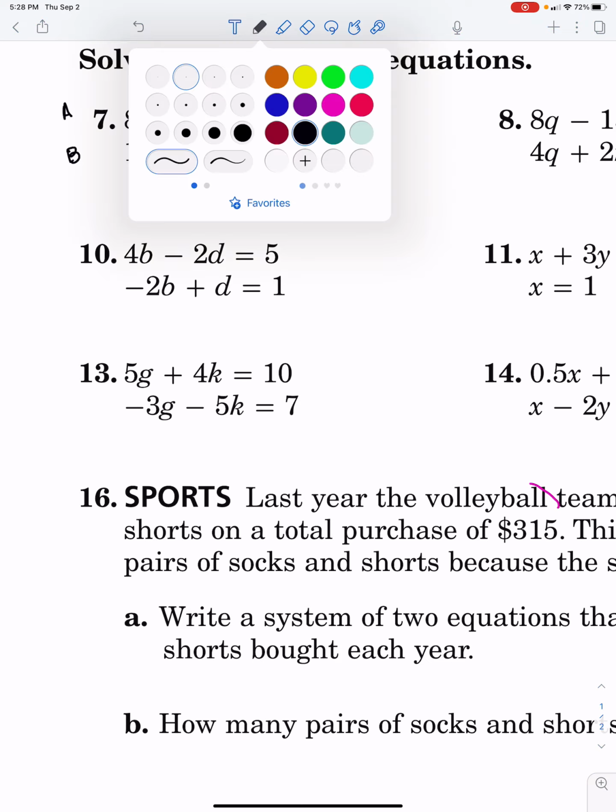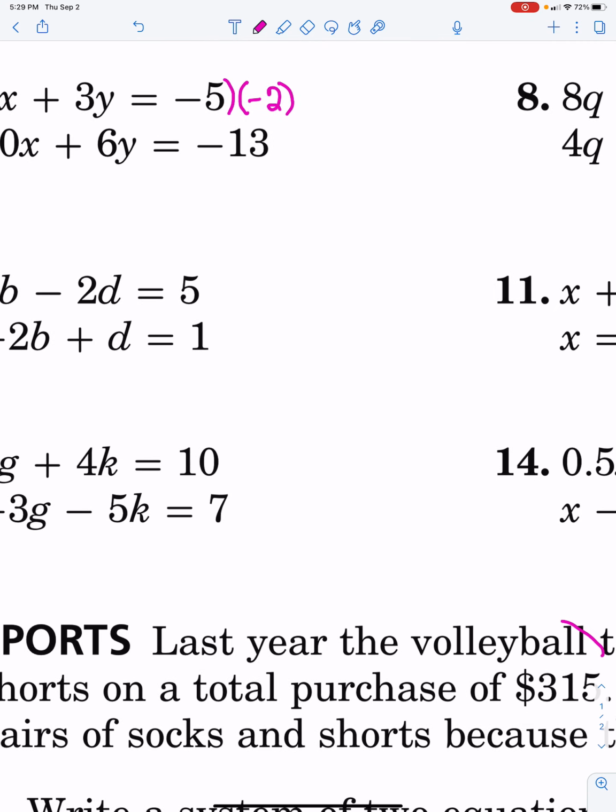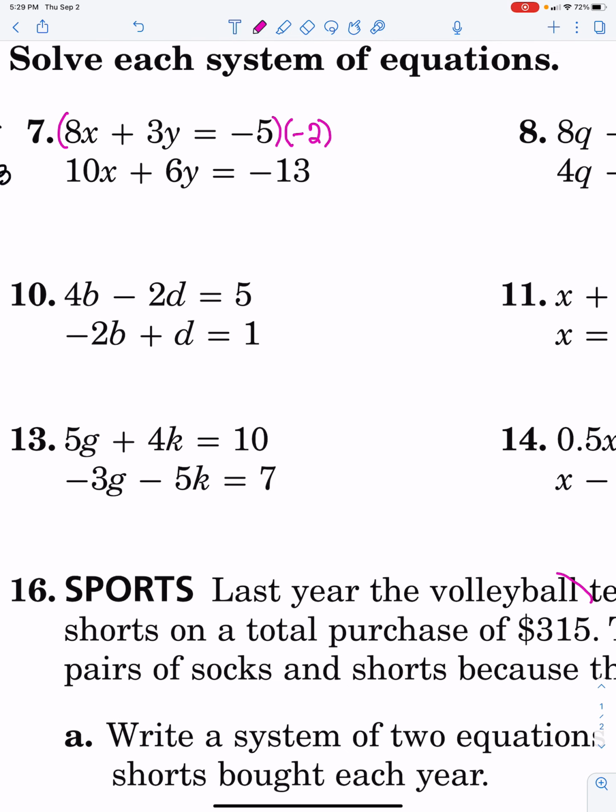But what I do see is that I can make that 3 turn into a 6 if I was to multiply it by 2. So I could take this whole first equation and multiply it by 2. That would make it a 6y. I don't need it to be just a 6y. I need it to be a -6y. So what I want to do is multiply that whole first equation by -2.